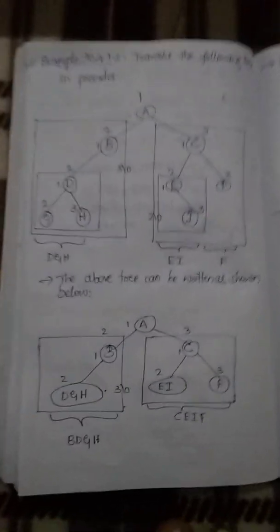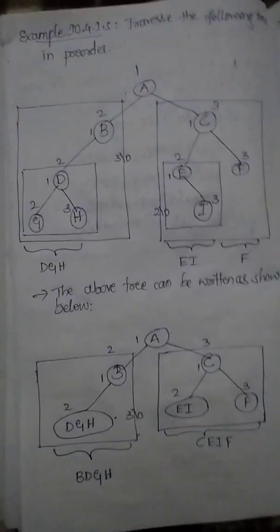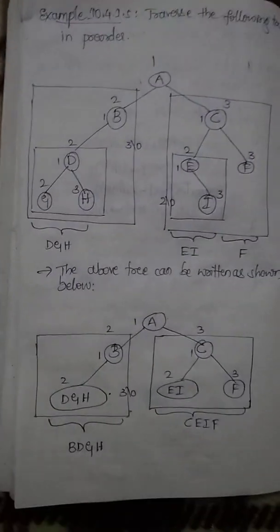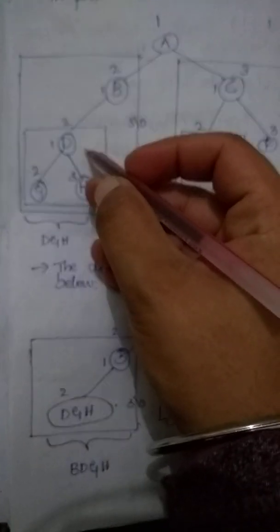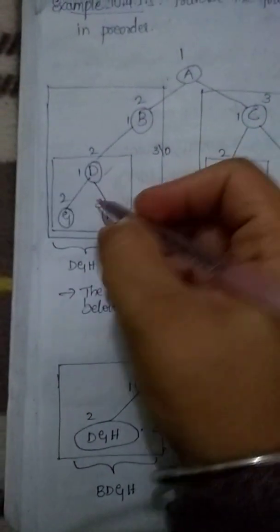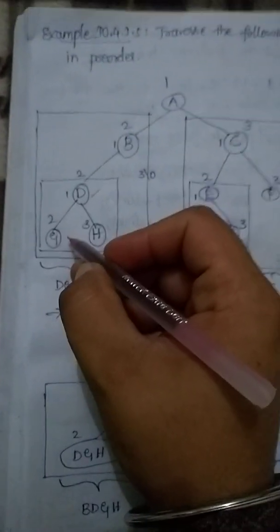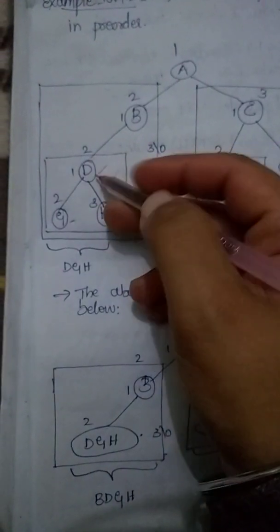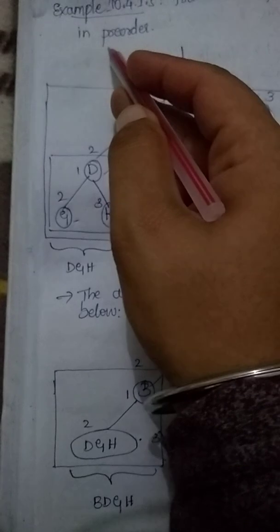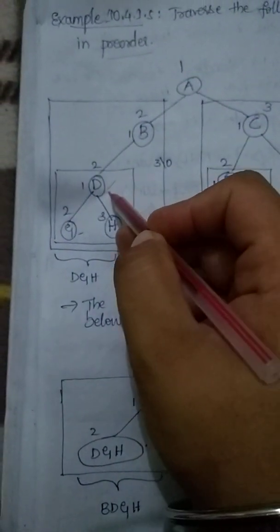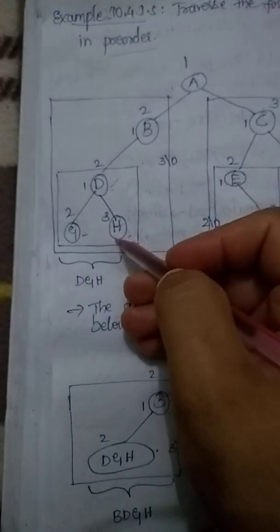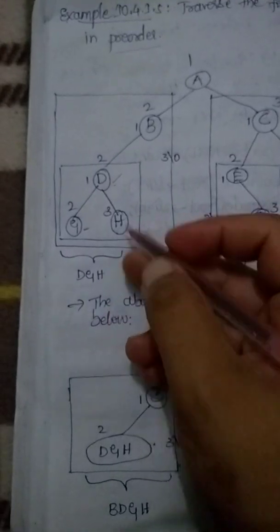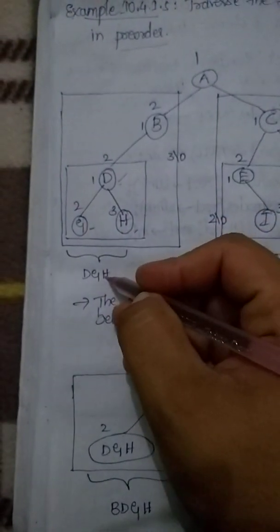D will be written first. Let me mark that with the pen. You can see here D is the root node for the subtree, G is the left and H is the right. So when I start processing, since it is preorder, D will be first, then second will be G, and then third will be H, right? The same thing I wrote here: D, G, H.